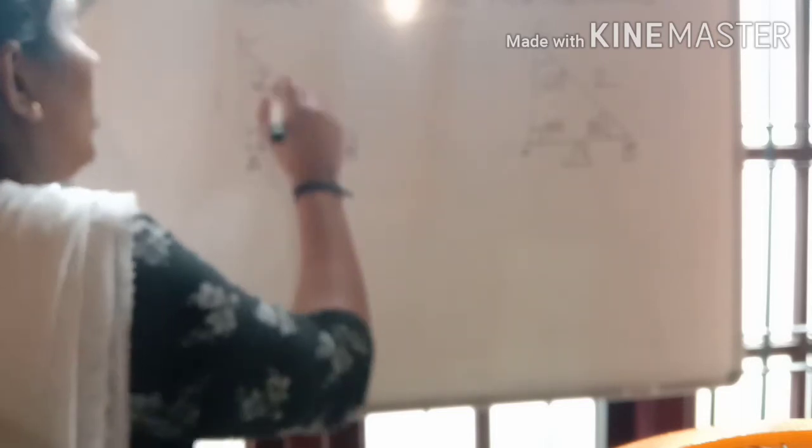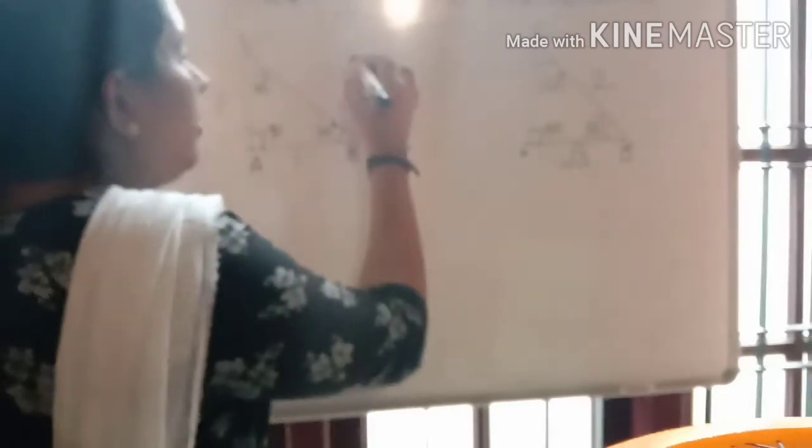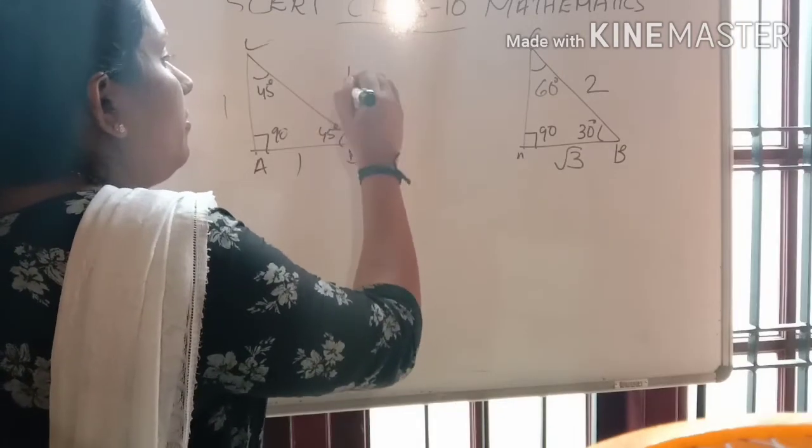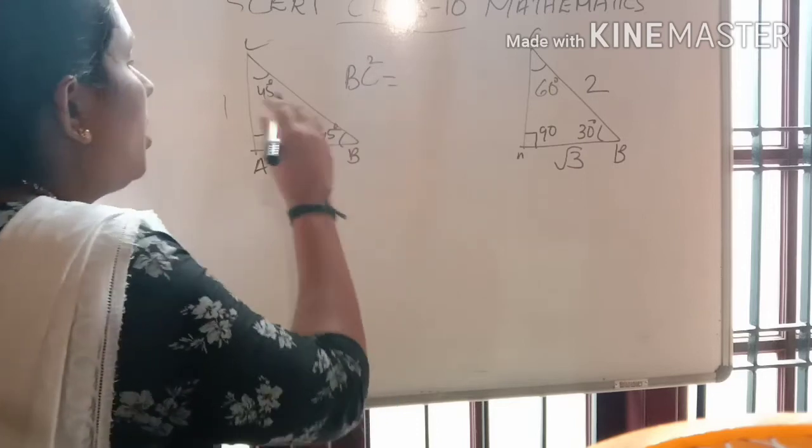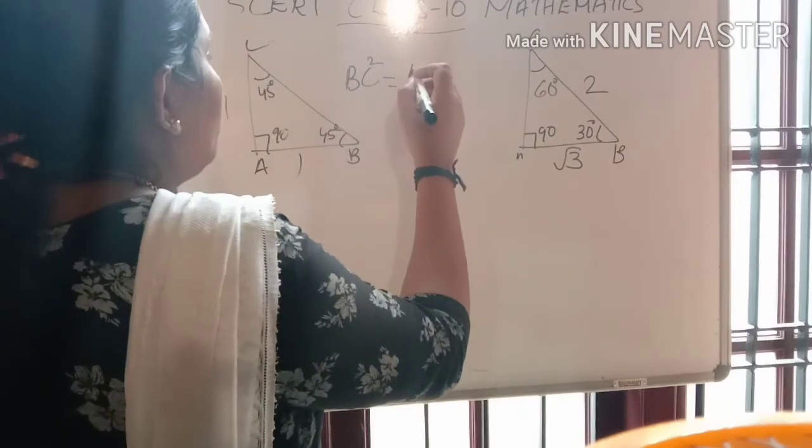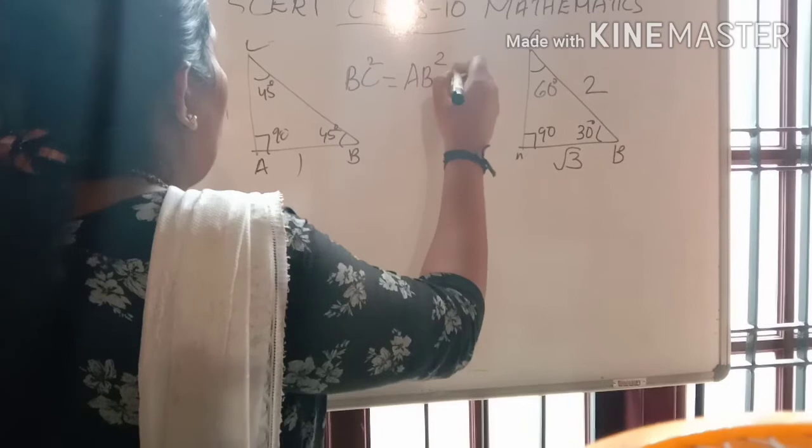BC square is equal to AB square plus AC square, that is equal to 1 square plus 1 square. BC is equal to root of 1 square plus 1 square. We'll get the answer as root 2. So the hypotenuse is root 2.